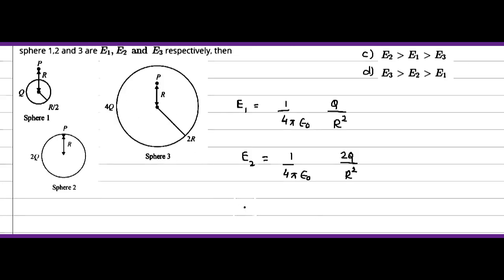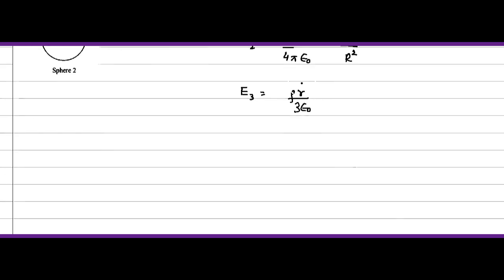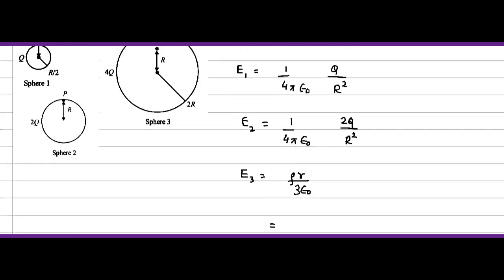So whenever the point is lying inside the sphere, E3 is given in terms of the charge density rho as rho r divided by 3 epsilon. Where rho is the volume charge density, and r is the radial location, which in this case is capital R. So we put the value of rho. Rho is the volume charge density, which means the total charge divided by volume.